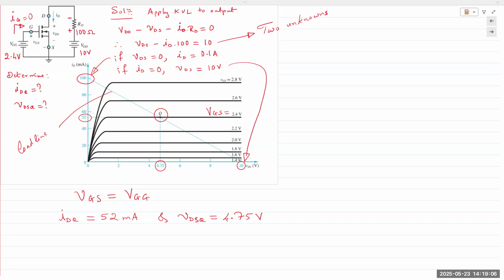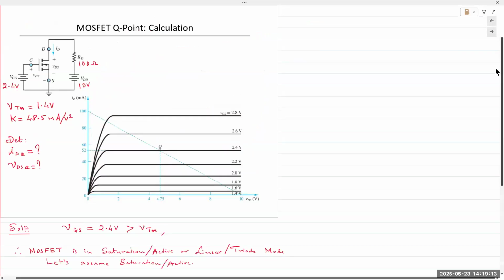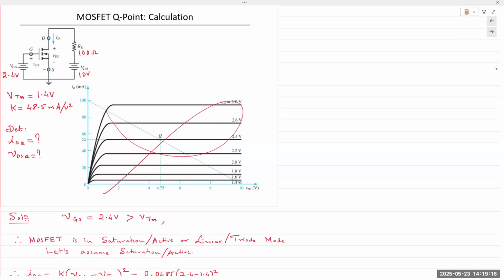All right. Now let's look at another example, but this time no graph. Okay, no graph. Let's say this is not available to us as an engineer. So then how could we determine the Q point values? Well, this time we are given threshold voltage VTN of 1.4 volts and a K parameter value of 48.5 milliamps per volt squared.